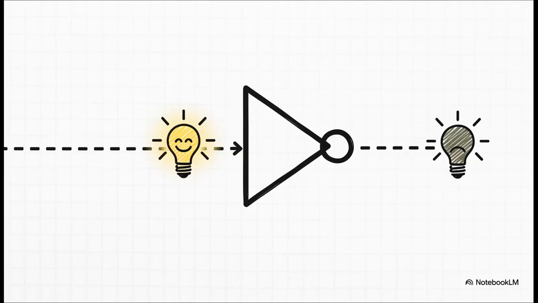And rounding out our basic trio is the super simple but incredibly important NOT gate. People also call it an inverter, and that's exactly what it does. It takes one single input and it just flips it. A 0 goes in, a 1 comes out. A 1 goes in, a 0 comes out. That's it. So simple, but so powerful.